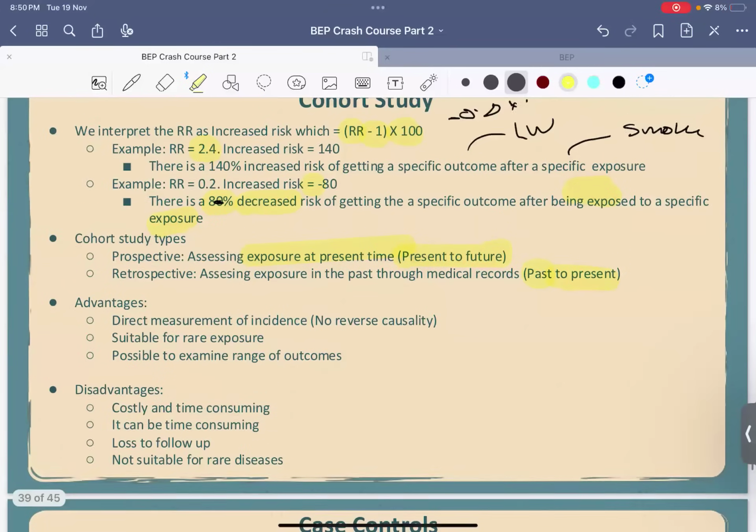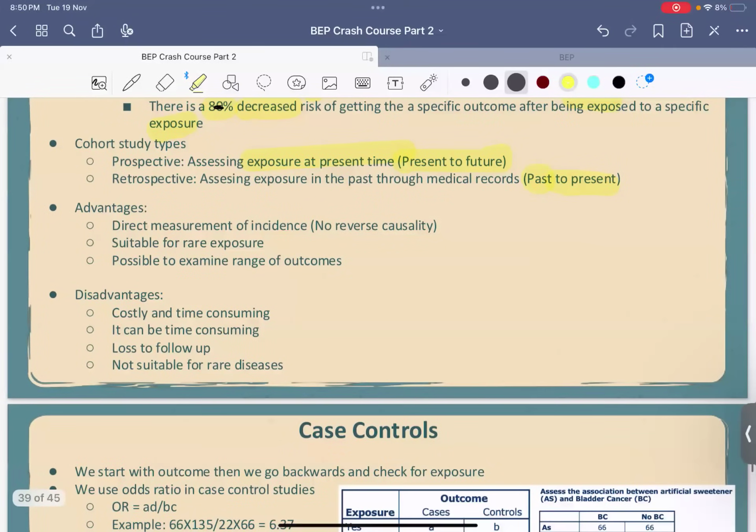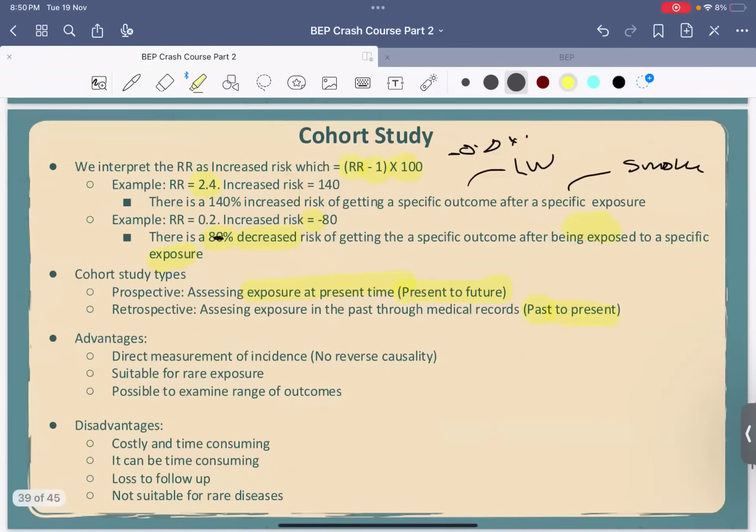So the advantages of cohort studies is that they are direct measurements of incidence. There is no way there will be reverse causality, okay? Very, very strong advantage for cohort studies over cross-section. Generally speaking, cross-sectional studies are not preferred. They're very weak studies. So people usually use randomized controlled trials, cohort, these stuff.